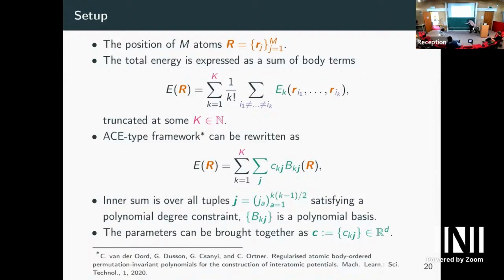And so at the end of the day, when you collect all these parameters C, for each body order, you end up with something like 1,000 parameters that you fit to tens of thousands of quantum mechanics data. And so it's a pretty simple functional form, but the niceness of it is baked in these coordinate transformations.